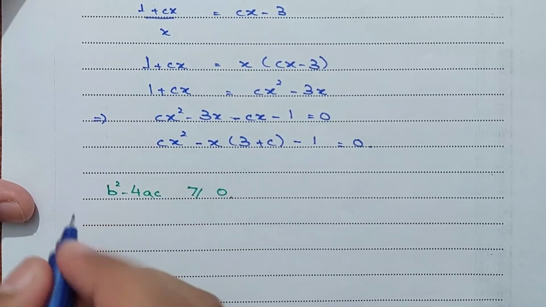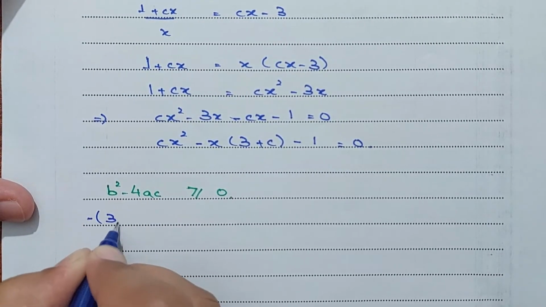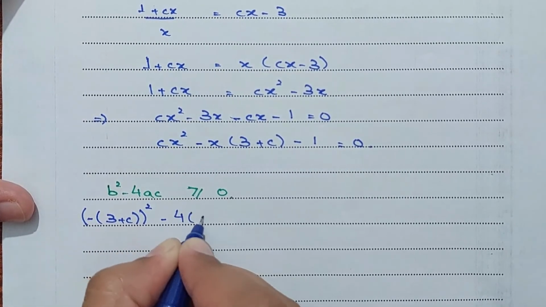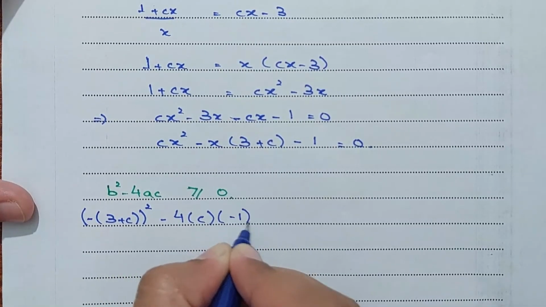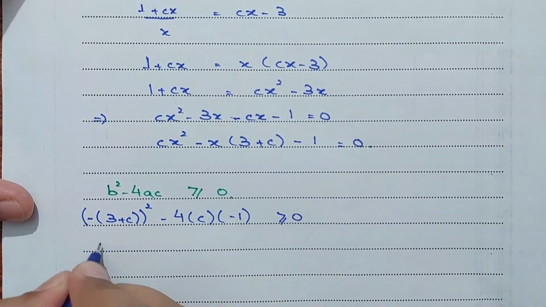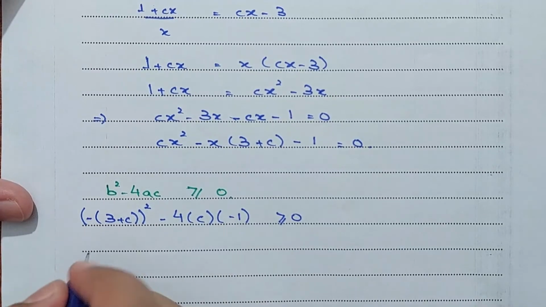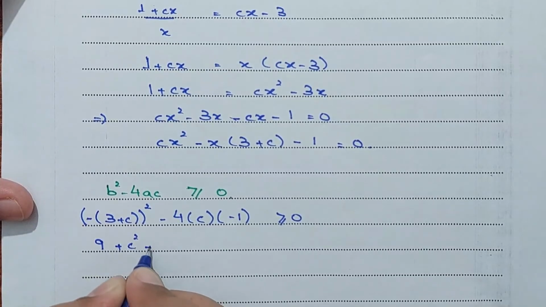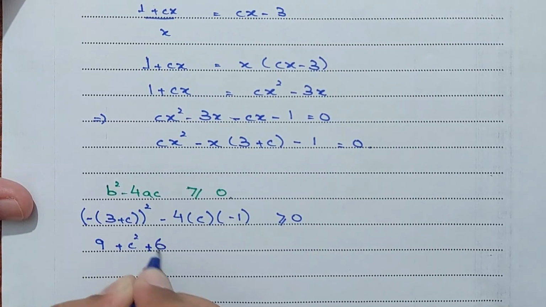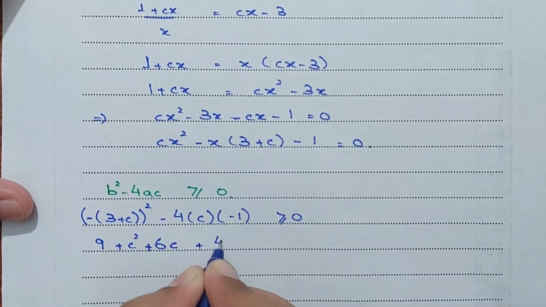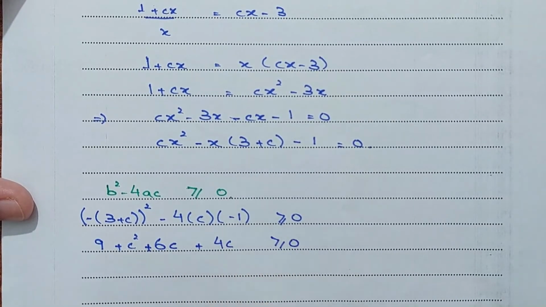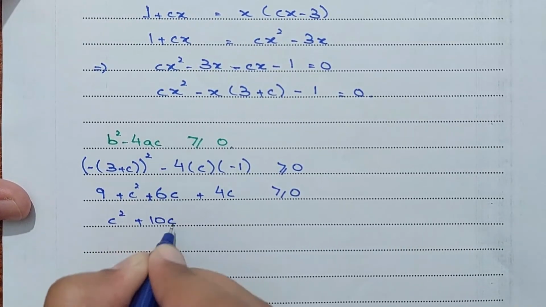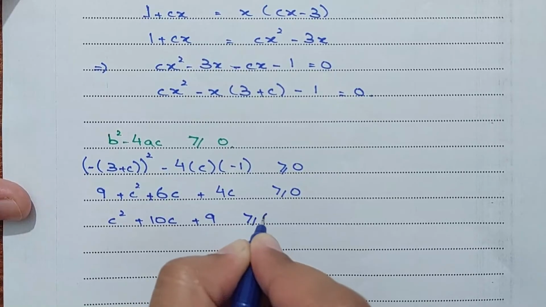All right, so what is b? b is minus (3 plus c), this whole squared, minus 4 times a c, and the c value is minus 1. This is greater than or equal to 0. So opening the square, minus squared is just positive, so we have 3 squared is 9, c squared, and plus 2ab, 2 times 3 would be 6c, and this is plus 4c. This should be greater than or equal to 0. All right, so c squared plus 10c plus 9 is greater than or equal to 0.